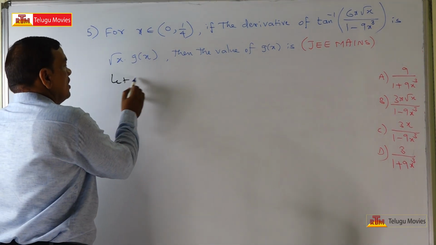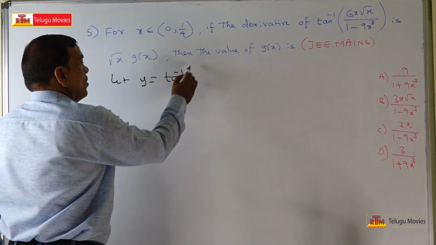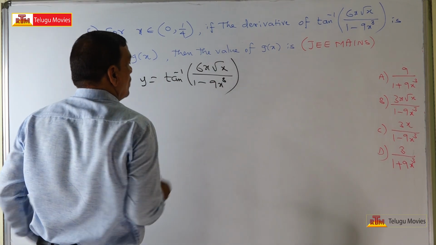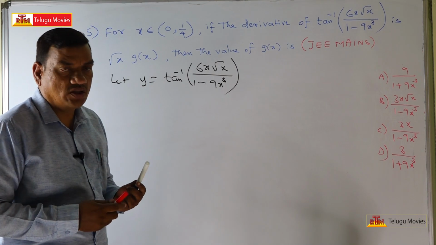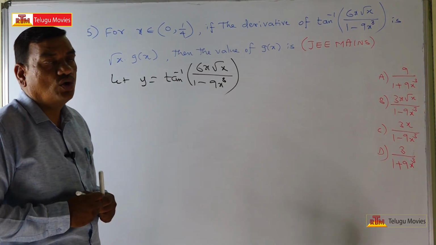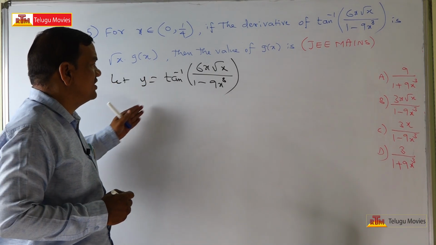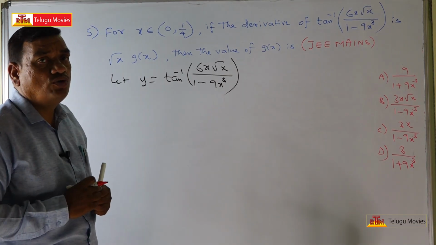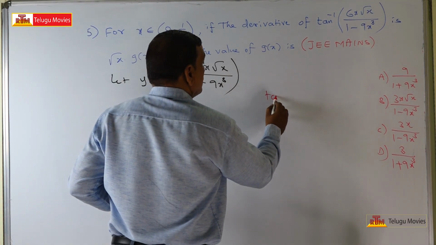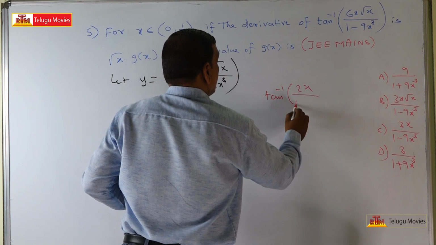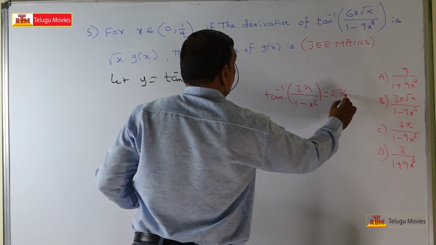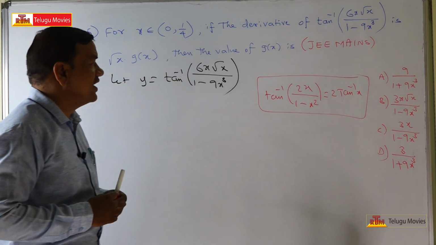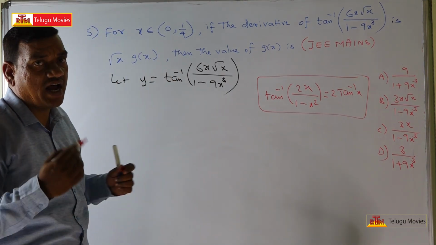So let y be equal to tan inverse of 6x root x by 1 minus 9x cube. Whenever you get this type of expression, don't immediately try to find dy by dx using the derivative of tan inverse of x, 1 by 1 plus x square. No, don't try it. Immediately you should know one formula: tan inverse of 2x by 1 minus x square is equal to 2 tan inverse of x.